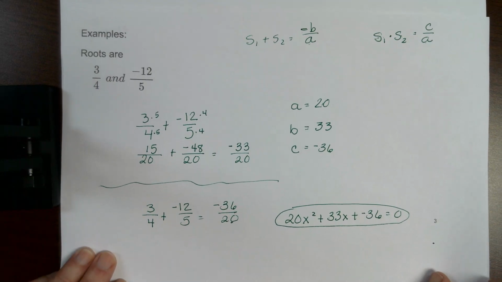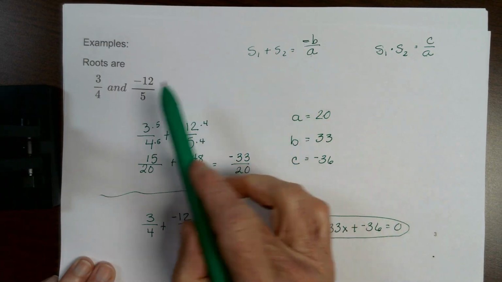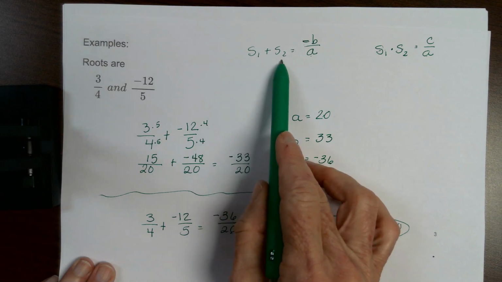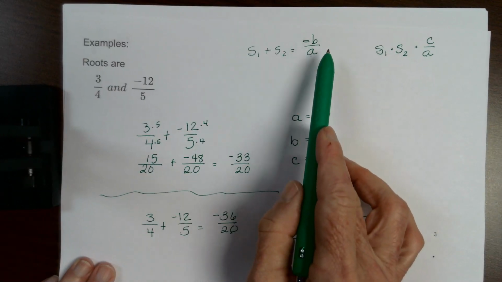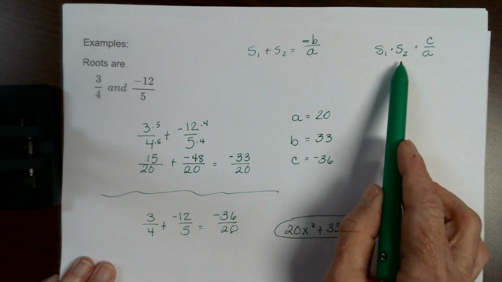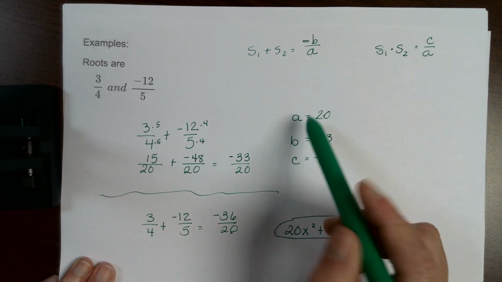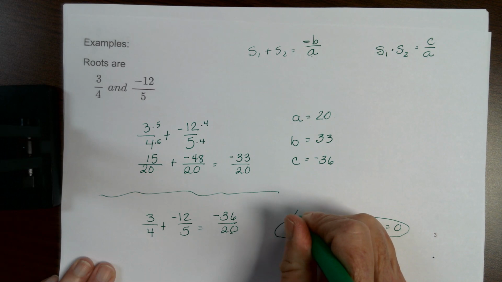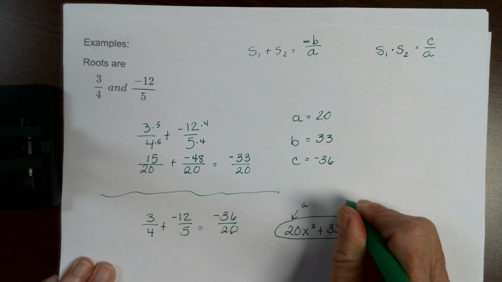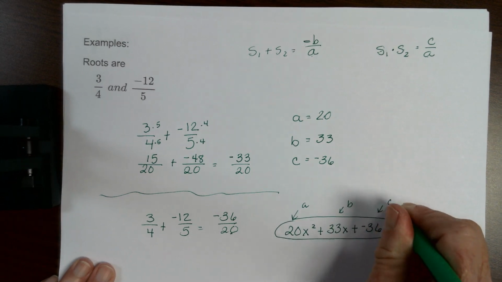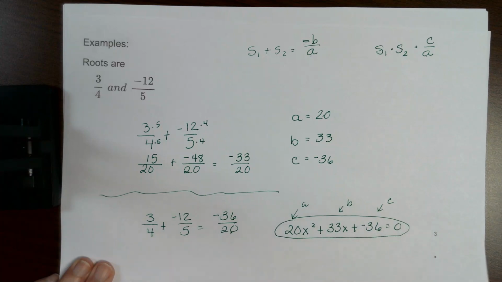So it's the same procedure every single time. You're going to take the roots, add them together, figure out what the a and the b are, take the roots, multiply them together, figure out what the c and the a are, and then plug back in. Remember, this is your a, this is your b, and this is your c, which once you find them, all you have to do is put them in. Let's do another one.